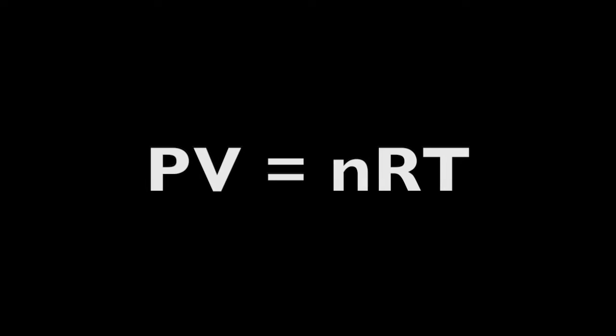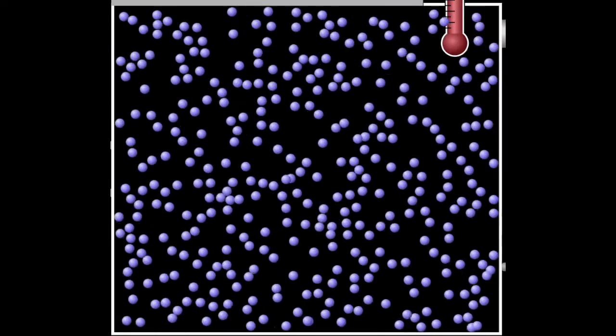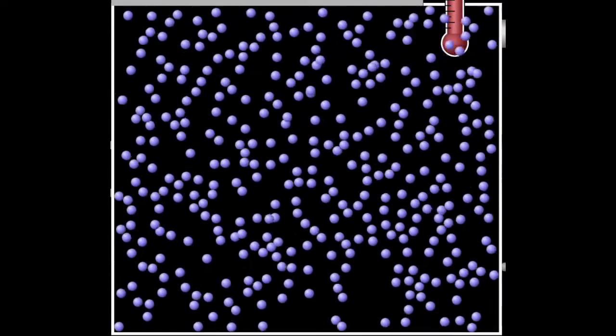In previous lessons, we talked about the ideal gas law, which can be represented by the equation PV equals nRT. In this lesson, we're going to talk about kinetic molecular theory. This is a way to explain gas properties on a molecular level. Imagine a gas made up of very tiny particles.